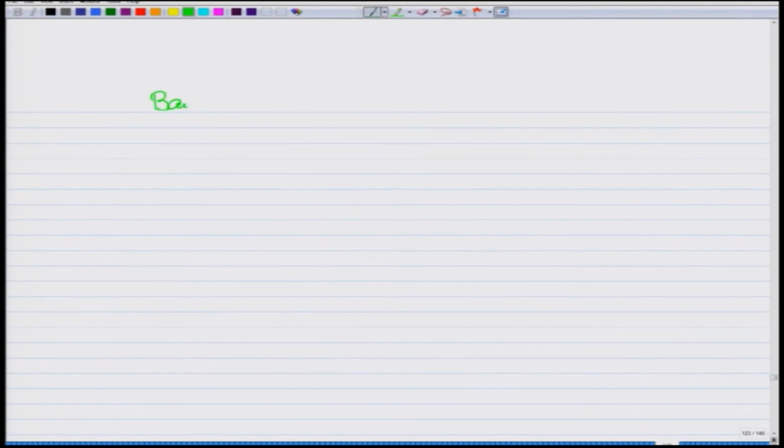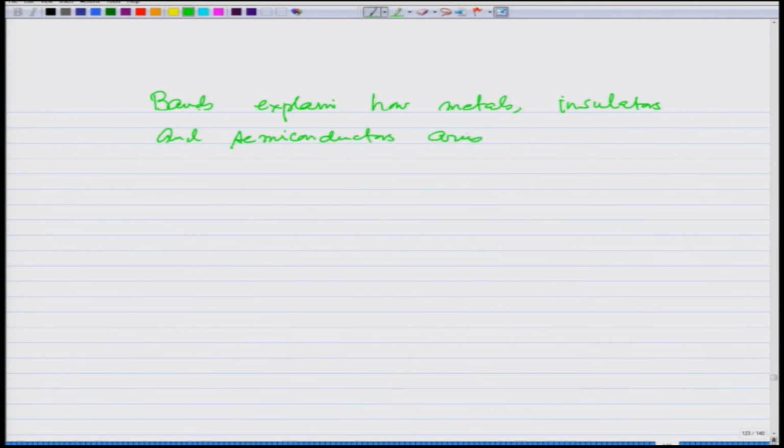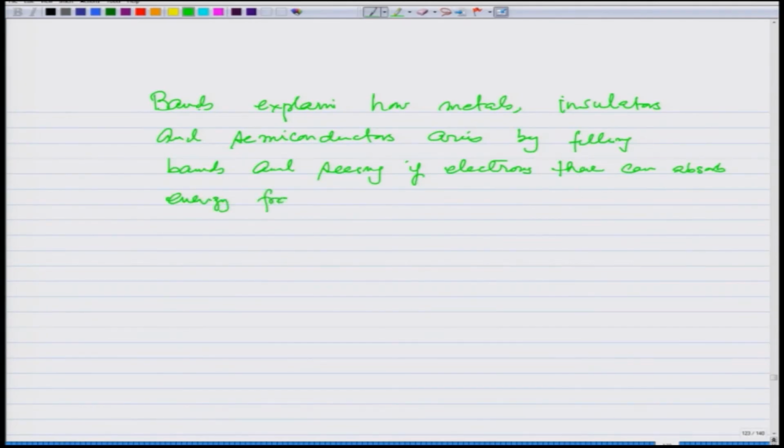So, bands explain how metals, insulators and semiconductors arise by filling bands and seeing if electrons there can absorb energy from an applied field. So, this is the implication of bands that arise in a periodic system.